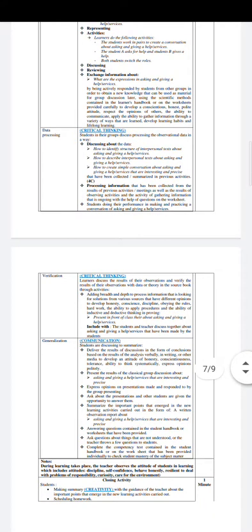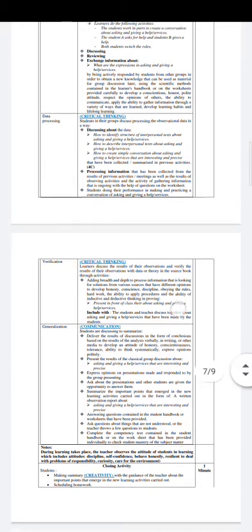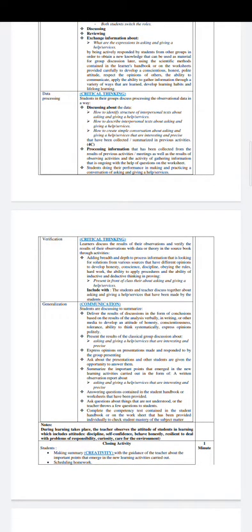Okay, next one is critical thinking. They will have data processing in this section. Students in their groups discuss processing the observational data, discussing how to identify, describe, and create a simple conversation about asking and giving help that is interesting and very precise. And also all of this data has been collected and summarized in previous activities. The next one is processing information that has been collected from the result of previous activities and also some meanings as well, and the students do their performance in making and practicing conversation of asking and giving help or services.